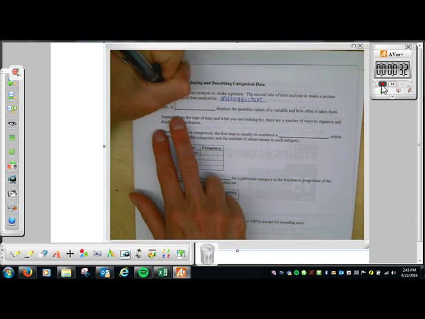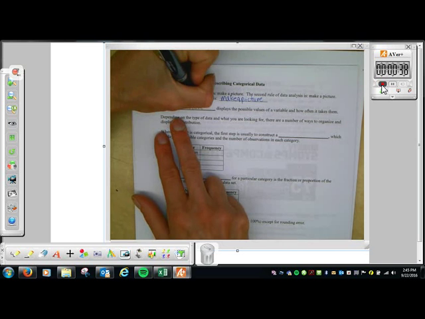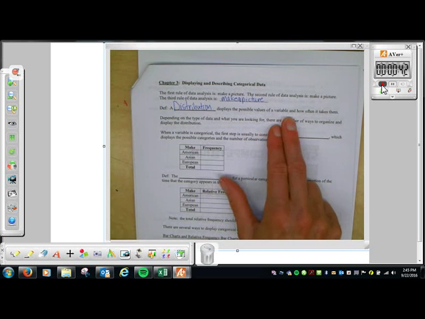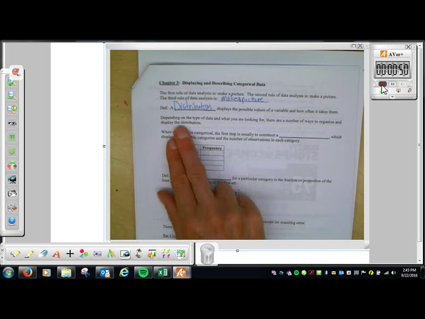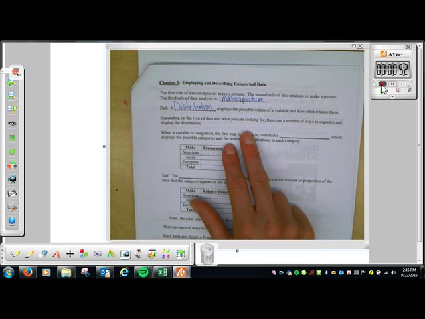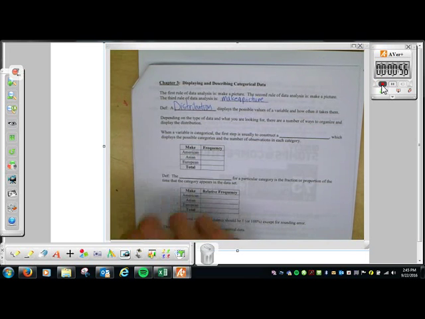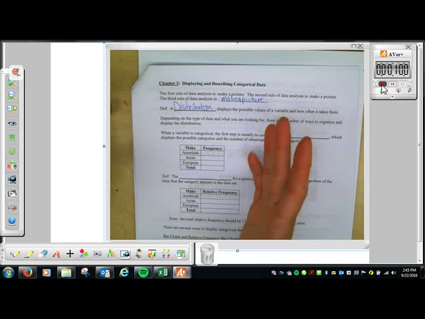A distribution will be the most used word in statistics throughout the entire year. And a distribution displays the possible values of a variable and how often it takes them. It's basically your group of numbers. A distribution is a group of numbers. So depending on the type of data and what you are looking for, there are a number of ways to organize and display the distribution. The numbers, that's all a distribution is. It's a group of numbers.